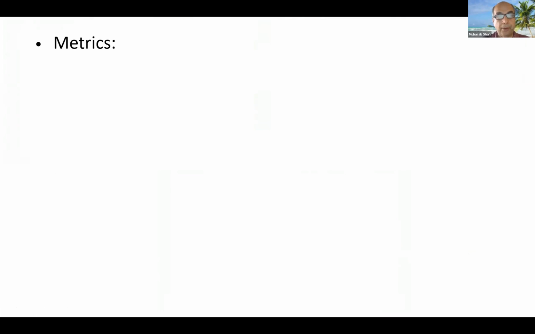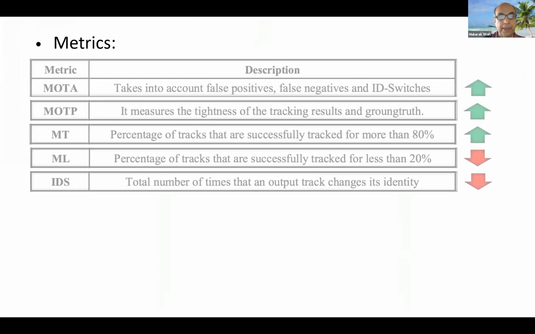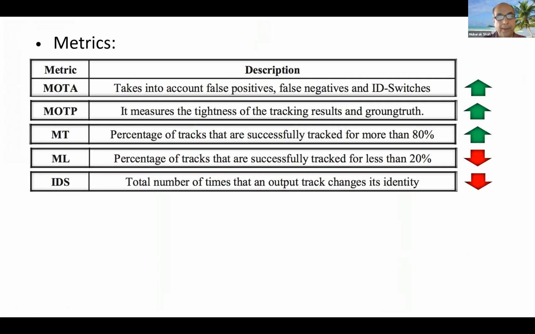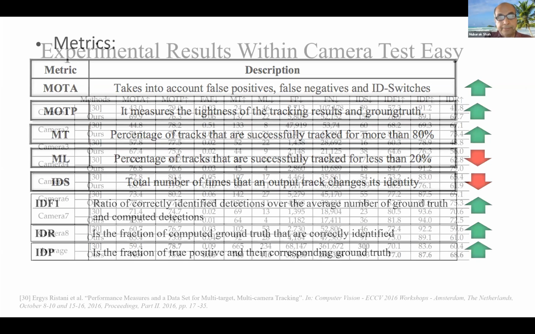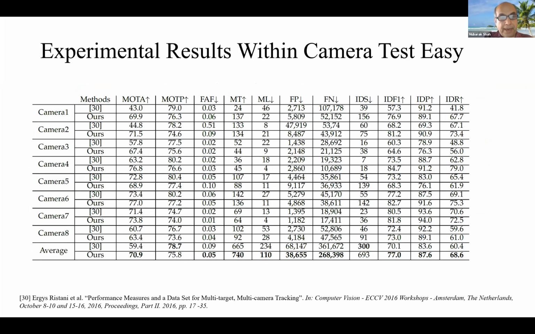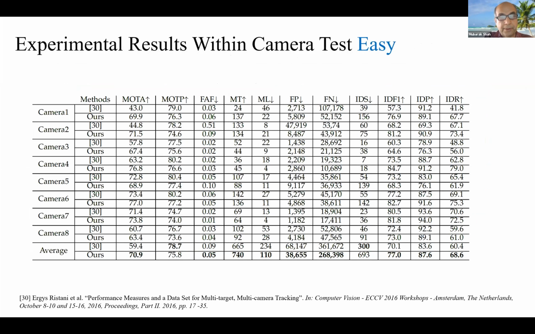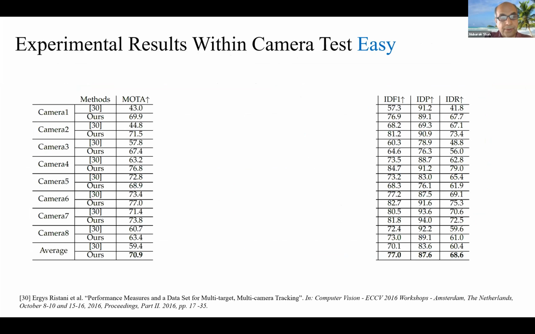So now, these are the standard metrics for tracking. The green one, the higher the better; the red one, the lower the better. And these are for multiple camera metrics. These are listed here, but the main important metric is the easy case. In that case, we do pretty good, about 70%, with more than 10% improvement.